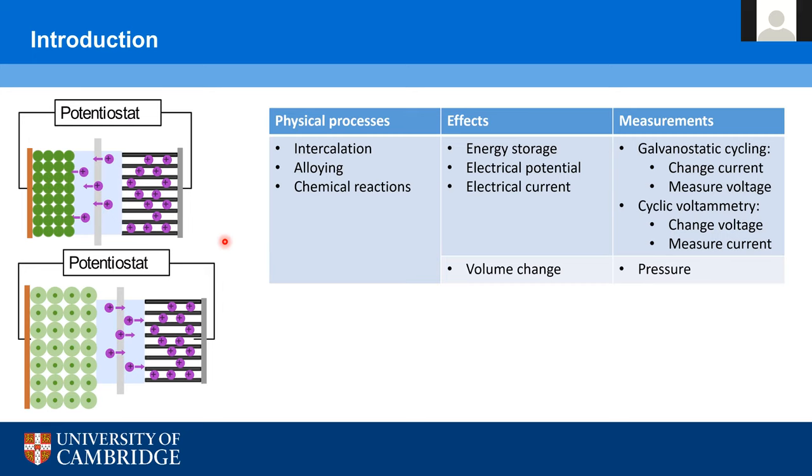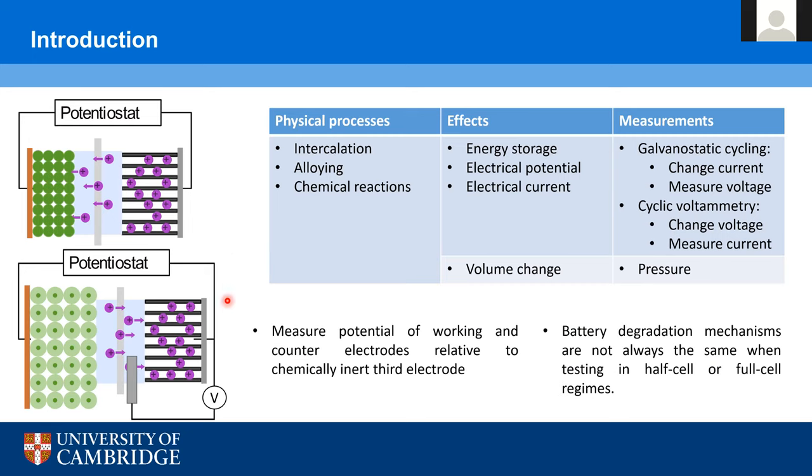And another tool we've got, in a full cell, is for when we're trying to measure the potential difference between these two electrodes, because in a full cell, both materials will have a changing voltage. It's difficult in a two electrode cell to isolate which electrode is causing the failure of the battery when you cycle these materials.